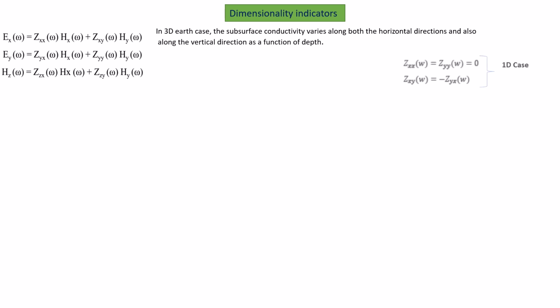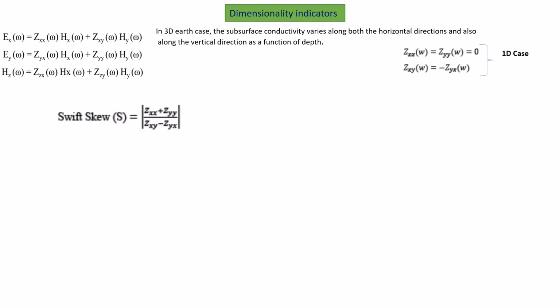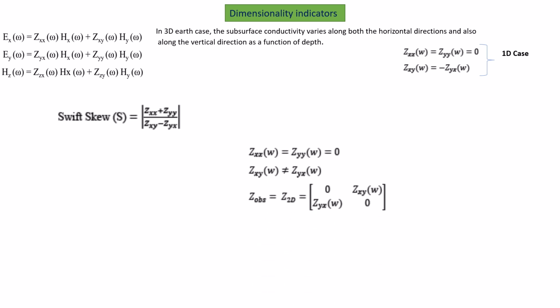So this is the vector of the electric and magnetic field along with the impedance tensor, E is equal to Z into H, along with the components xx, xy, yx, yy, zx, zy, 9 components. So using those components of the Z, you can arrive at the skew method. You take the sum of the diagonal elements divided by the subtraction of the off-diagonal elements. So for the 1D case, Zxx and Zyy are equal to 0. So the skew, the dimensionality analysis, is 0. So for 1D, the skew is 0.